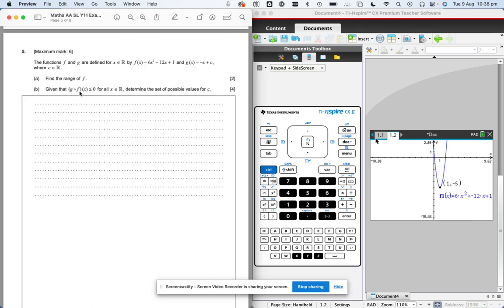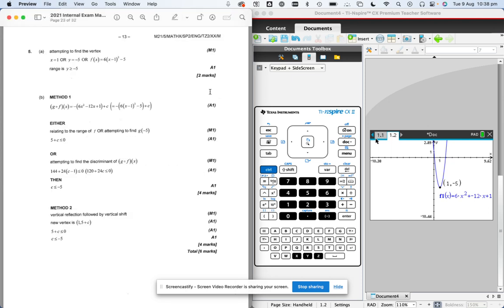Okay, so given that g composed with f of x is less than or equal to 0 for all x, member of the real numbers, determine the set of possible values for c. So again, if you want a proper solution, I'm happy to record one, but this is just about calculator usage, so I just wanted to show you very quickly. You are using the idea of a composed function here, and then you're either relating it to the range or using the discriminant or something in order to work that out. So the methods are here.